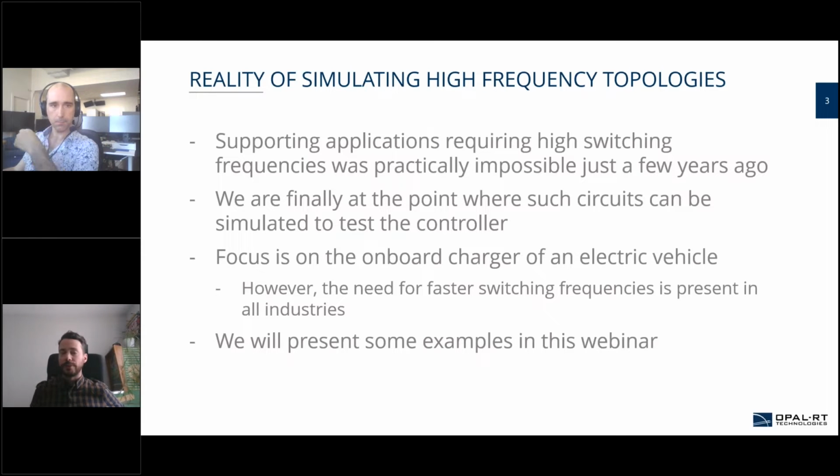When I'm talking about high switching frequencies, I'm talking in the range of hundreds of kilohertz. Like I said, we weren't able to do this many years ago, but now we're finally at the point where we can simulate these in real time and allow users to test their controller.